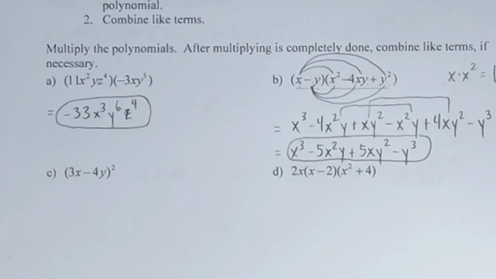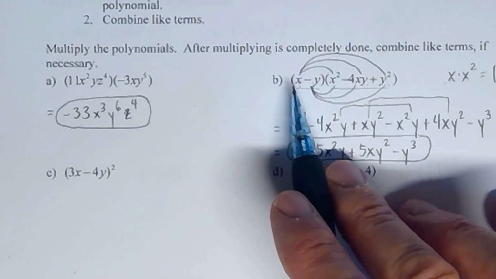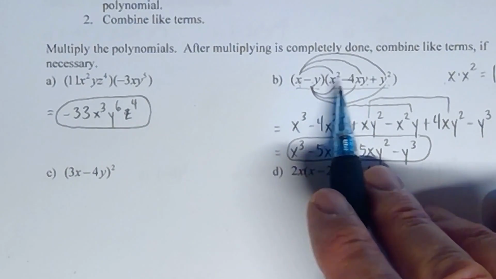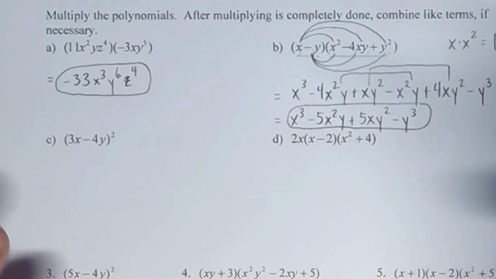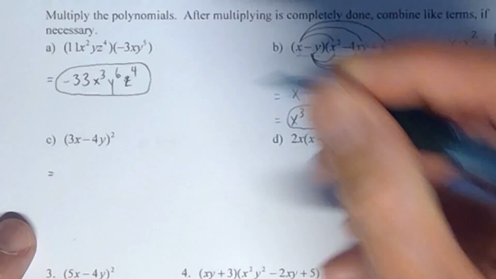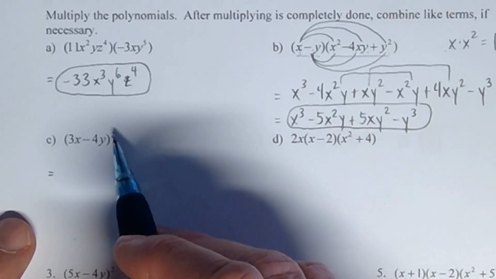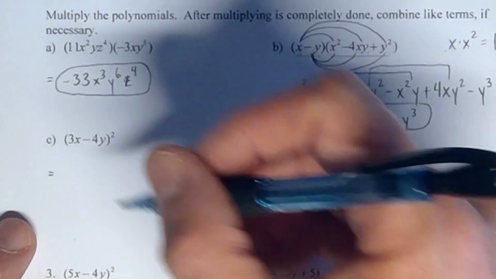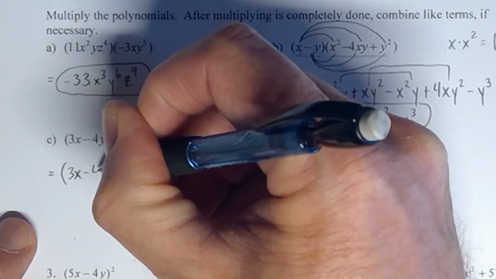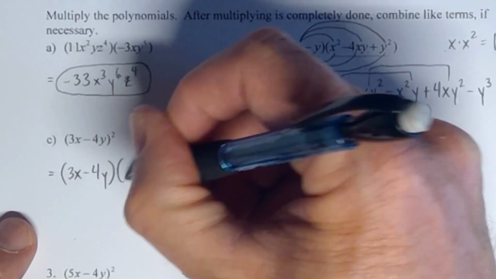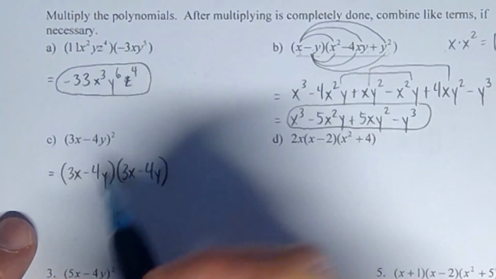So that is what you do when you have a bracket with more than one term in it times another bracket with more than one term in it. Speaking of that, I know this next problem looks different, but it's actually the same, because when you have just a single bracket with an exponent 2 on the outside, and there's more than one term inside of the bracket, you have to write this out twice like this.